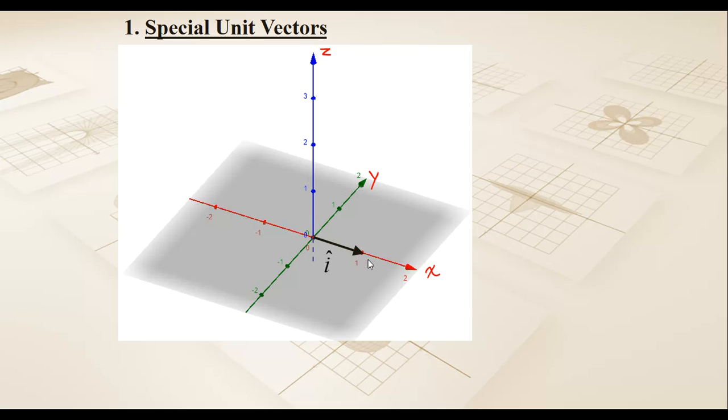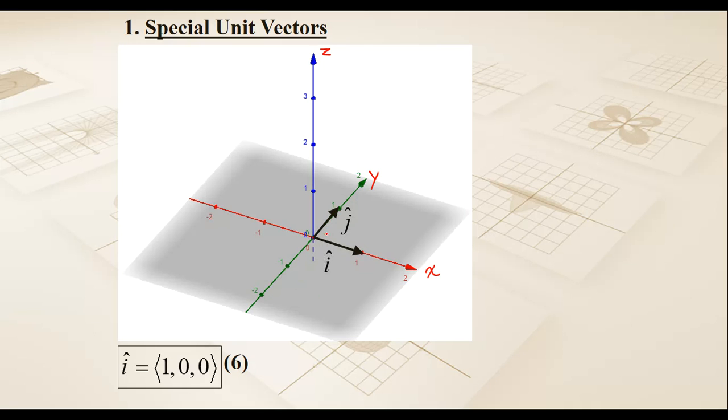Now, if I want to write that unit vector as an ordered triple, it will be written as 1, 0, 0. Why does it look like that? Because the x component of vector i points in the positive x direction by 1. What are the y and z components of this vector? There are none, because no part of this vector points in the y or the z direction.